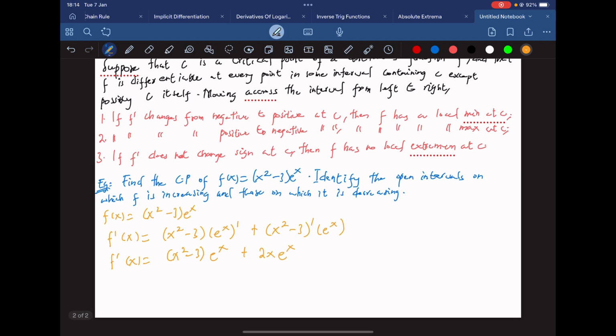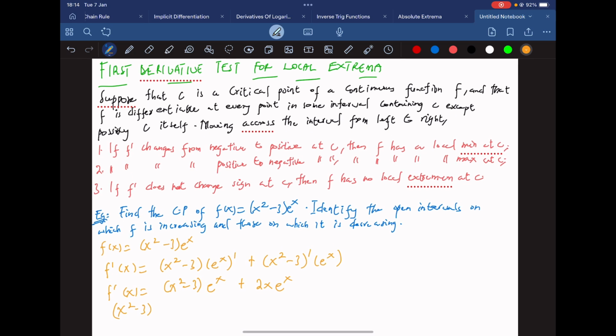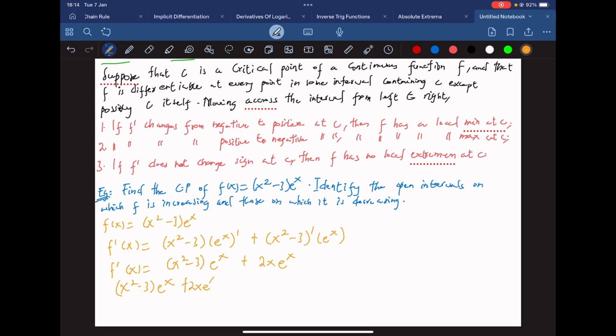Remember, for your critical point to exist, it's when you equate your first derivative to 0 or where your first derivative is undefined. Now in this case, there is no x value that will make f prime of x undefined, so the only way is to equate it to 0. So you have x squared minus 3 e to the x plus 2x e to the x equal to 0. So you just have to factorize e to the x outside, and if you do so, you just have x squared then plus 2x then minus 3. So this is equal to 0.